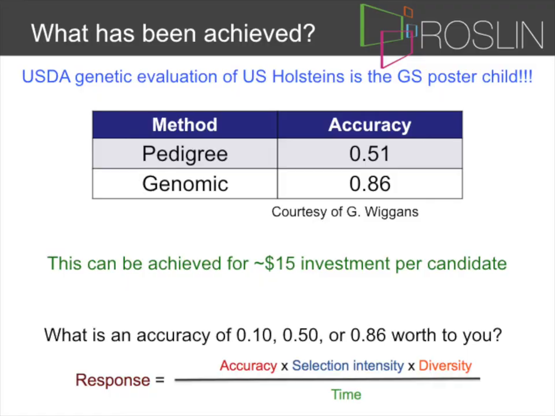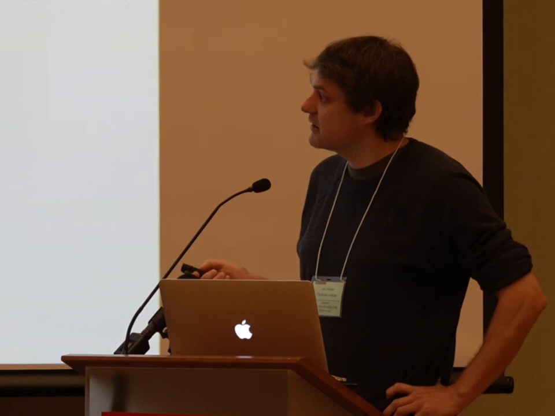So genomic selection is now an extremely well-established technology in many species. If we take, for example, the US Holstein dairy cattle genetic evaluation, this is probably the most mature breeding program that is driven by genomics. In the old days, they would have an accuracy of 0.5 for an unphenotyped individual based on a pedigree prediction. Now with their genomic predictions, they're able to predict these individuals' values with a 0.86 accuracy. This level of accuracy can be achieved for an individual animal with about a $15 investment, because currently in the dairy industry it costs about $15 to genotype an individual.